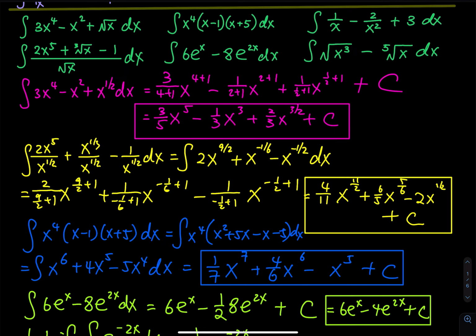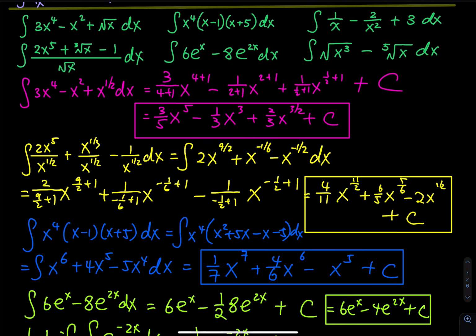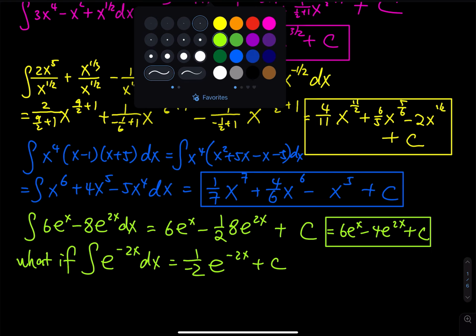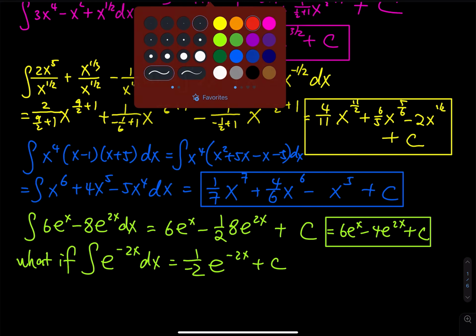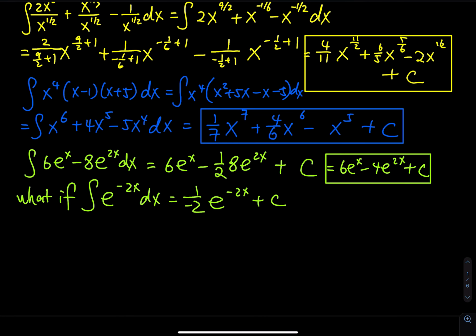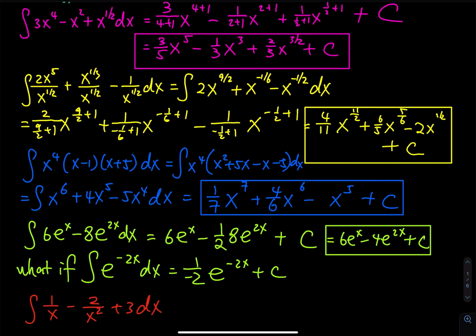We have 2 problems left, so I will copy the problems for you anyway. So we have the 1 over x, and then we have the radical. Let's use red. So we have the integral of 1 over x, right? And then minus 2 divided by x squared plus 3 dx. Did I copy the problem right? Yep.